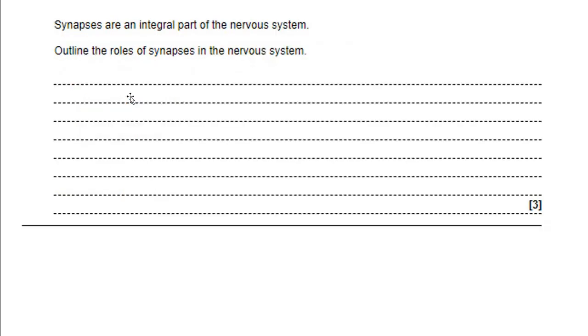Question 2, synapses are an integral part of the nervous system. Outline the roles of synapses. You don't need to explain in too much detail how a synapse works, but the role, what is the function, and what are the things that dictate and control it. Pause the video and have a go.